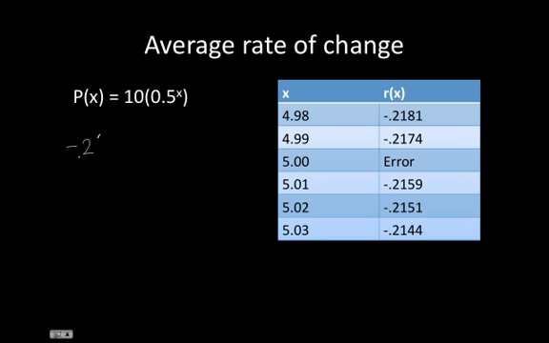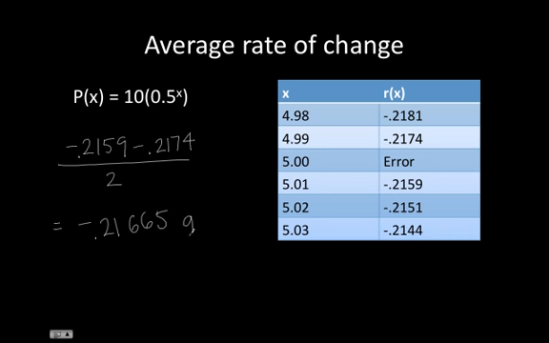So what we can do is take the average of these two, and in order to do that, we'll just add -0.2159 minus 0.2174 and divide that by 2, which gives us -0.21665 grams per minute, which, if you recall from the previous video, is really close to what we got. So there's a pretty good chance that this is the correct answer. Yay!